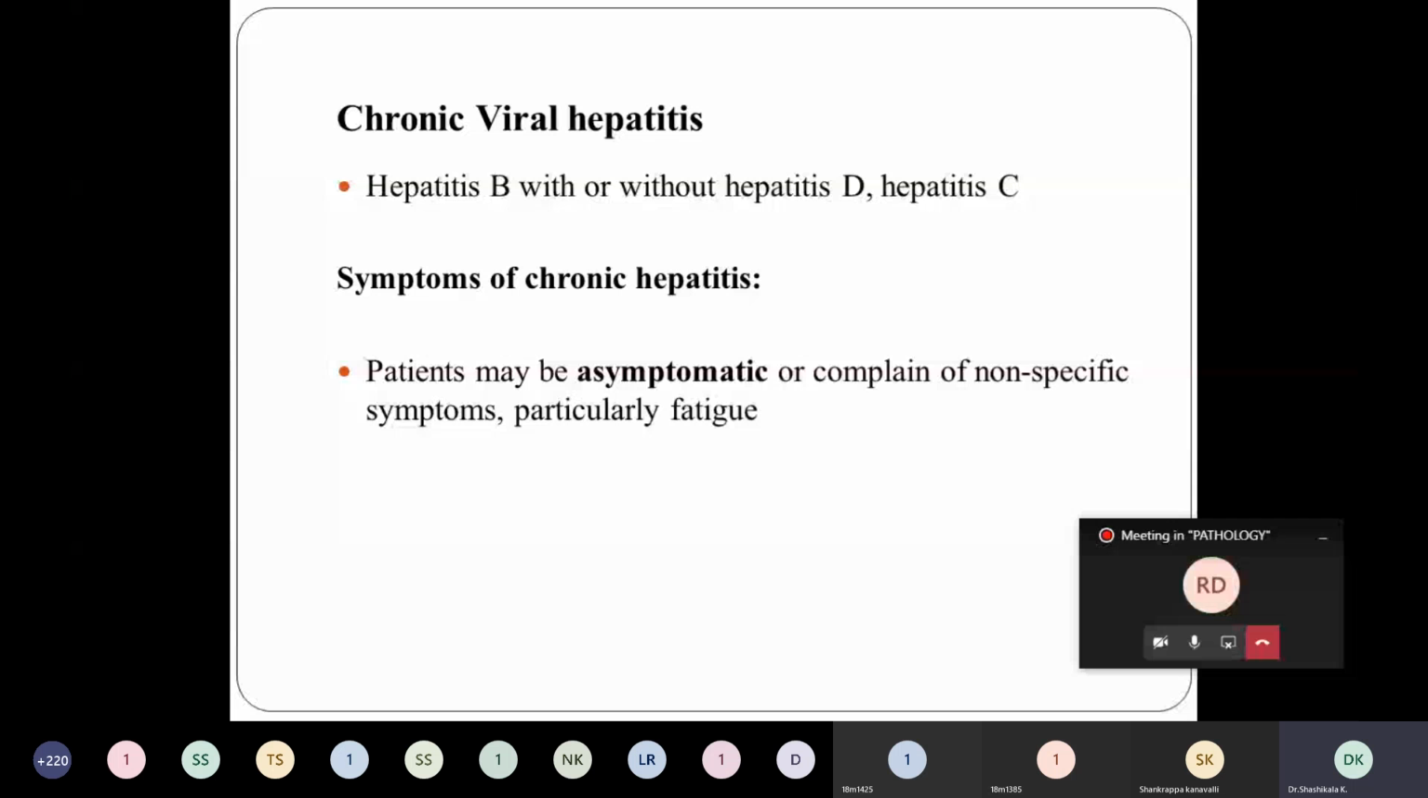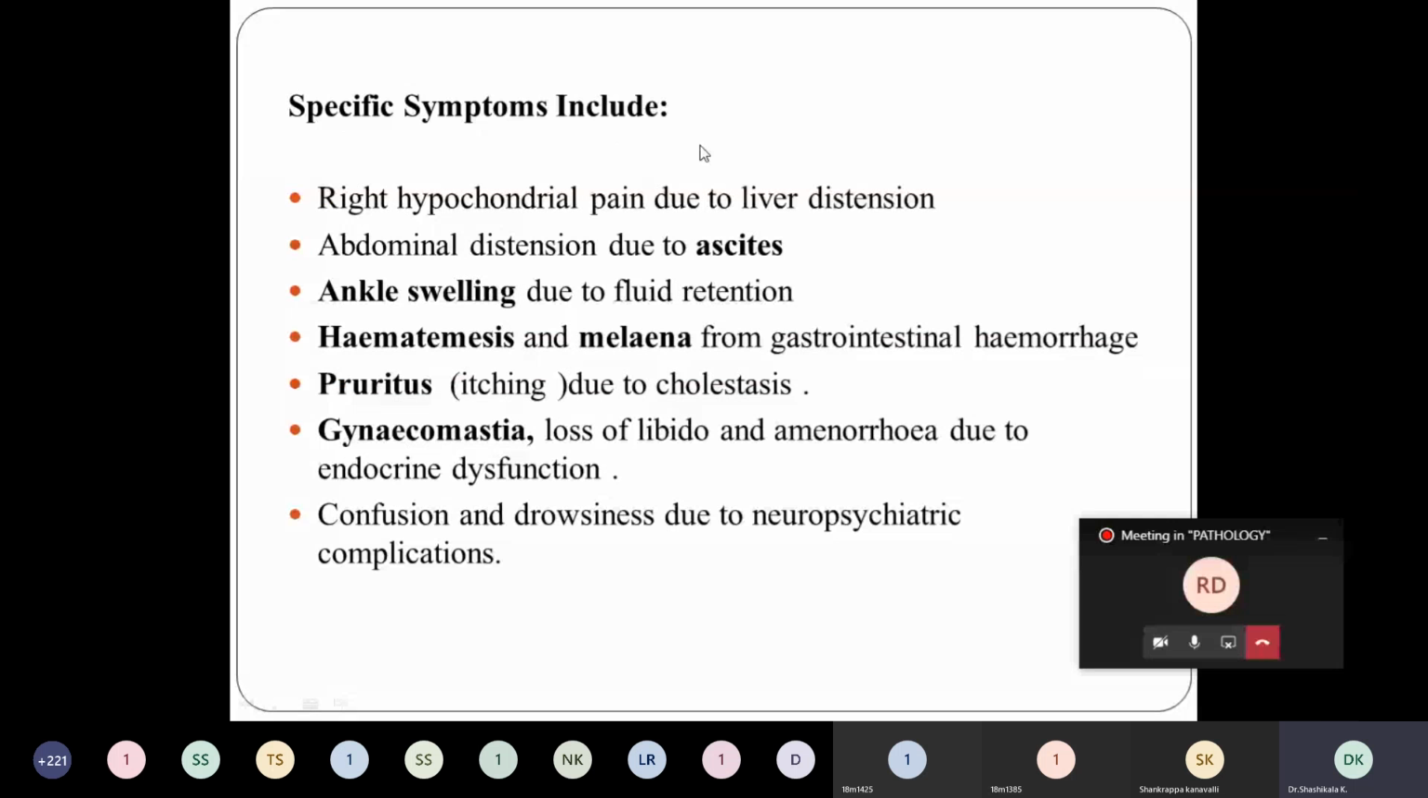Chronic stages are most commonly caused by hepatitis B with or without hepatitis D, or hepatitis C infection. Patients may be asymptomatic or complain of non-specific symptoms, particularly fatigue. Specific symptoms include right hypochondrial pain due to liver distension, abdominal distension due to ascites, ankle swelling due to fluid retention, hematemesis and melena from GI hemorrhage, pruritus due to cholestasis, gynecomastia, loss of libido and amenorrhea due to endocrine dysfunction, and confusion and drowsiness due to neuropsychiatric complications.